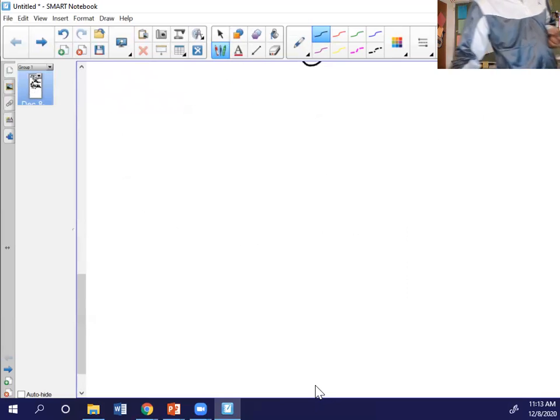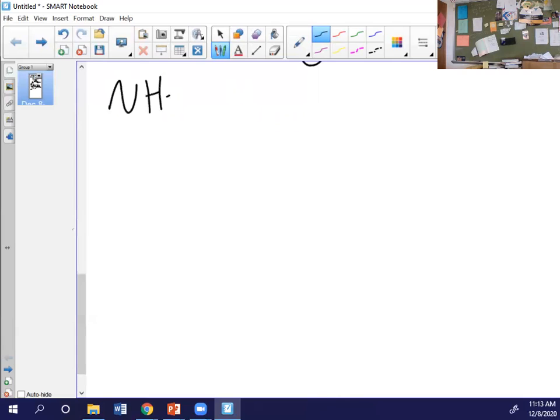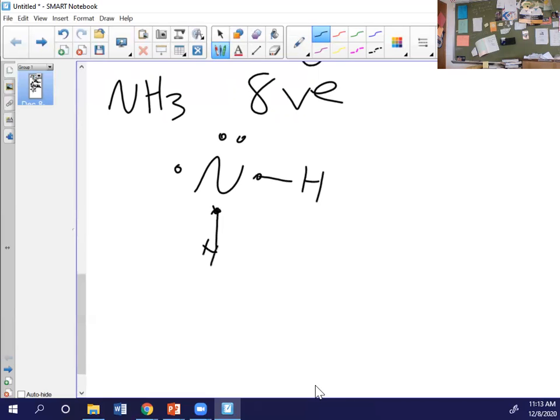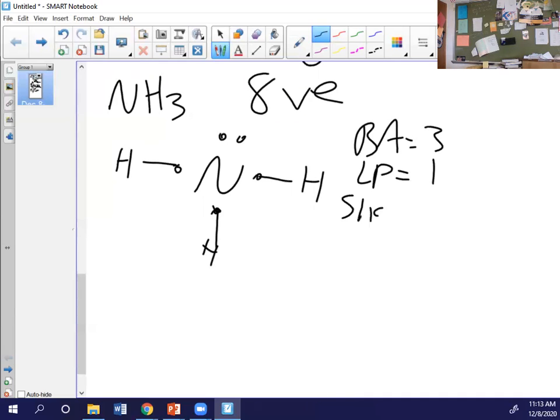Let's do NH3. That's 8 valence electrons. I think that's a question in the homework. N has 5, so 1, 2, 3, 4, 5, and 3 H's. So that's my Lewis structure, correct? How many bonded atoms do I have? 3. How many lone pairs do I have? What's the shape? Trigonal pyramid.